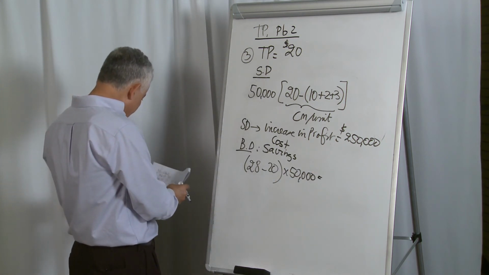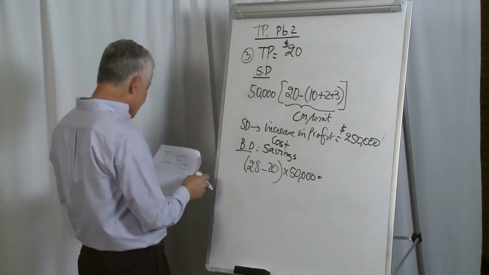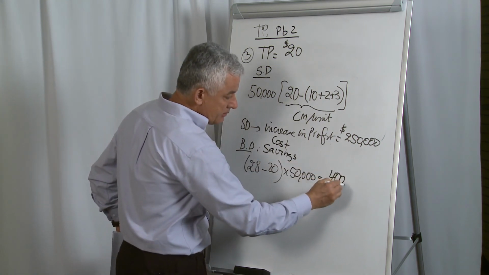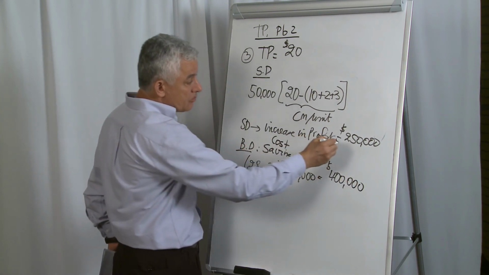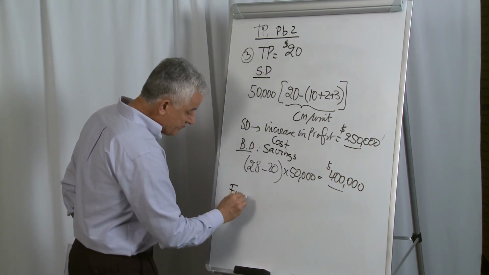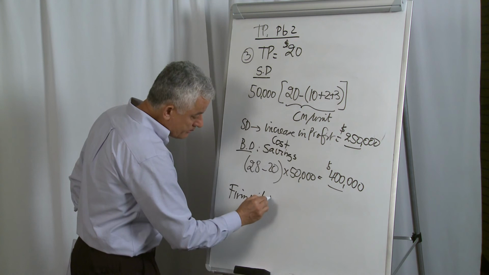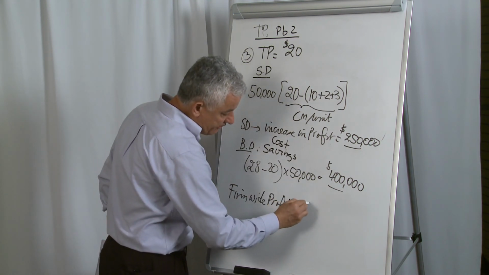That will give us $400,000. So the overall impact on the company as a whole is going to be 250 plus 400. The firm-wide profit will increase by $650,000, both divisions combined.